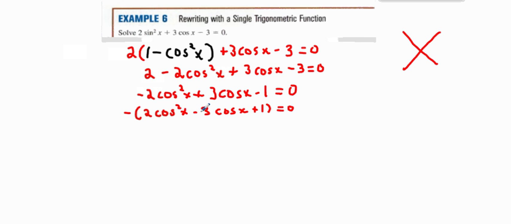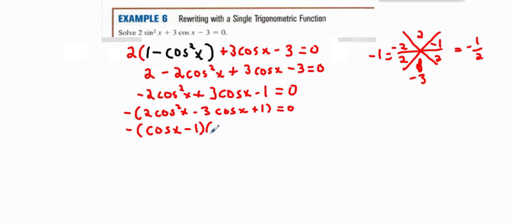Using my factoring technique, I'm going to go first coefficient times a constant. So 2 times 1 is 2. And I want factors of 2 that add up to our middle term, which is negative 3. Those factors are negative 2 and negative 1. They multiply to positive 2 and add up to negative 3. And remember, we always divide through by our leading term, which is 2. So this becomes negative 1/2, and this simplifies to negative 1. So our factors are cosine x minus 1, and remember, the denominator goes to the front of our expression, so that becomes 2 cosine of x minus 1. So that is our 1/2.